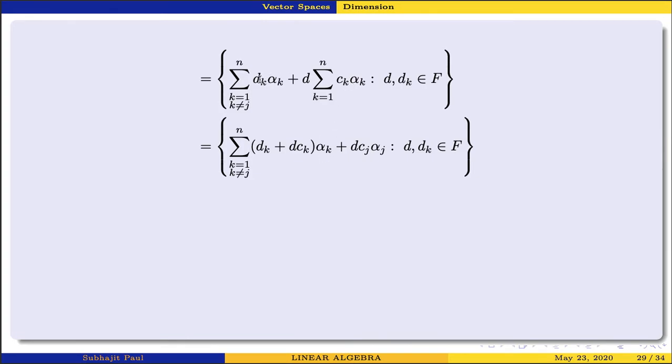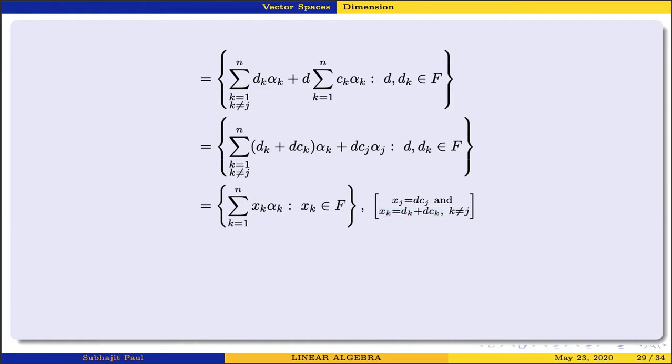dk plus d times ck. Remember, ck is a constant and d and dk's are varying. So dk plus d times ck times alpha k, k not equal to j, and d times cj alpha j. Okay, from here I have collected everything which is not equal to j, and the remaining is d cj alpha j. The jth term is remaining here. Now this one is the sum of xk alpha k, where xk is varying over F. So xj is d times cj, and the rest of the xk is dk plus d times ck, where k is not equal to j.